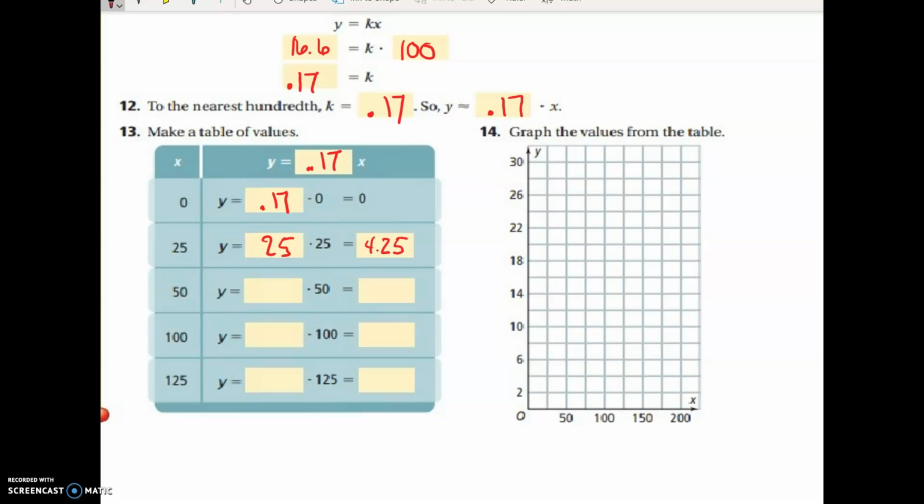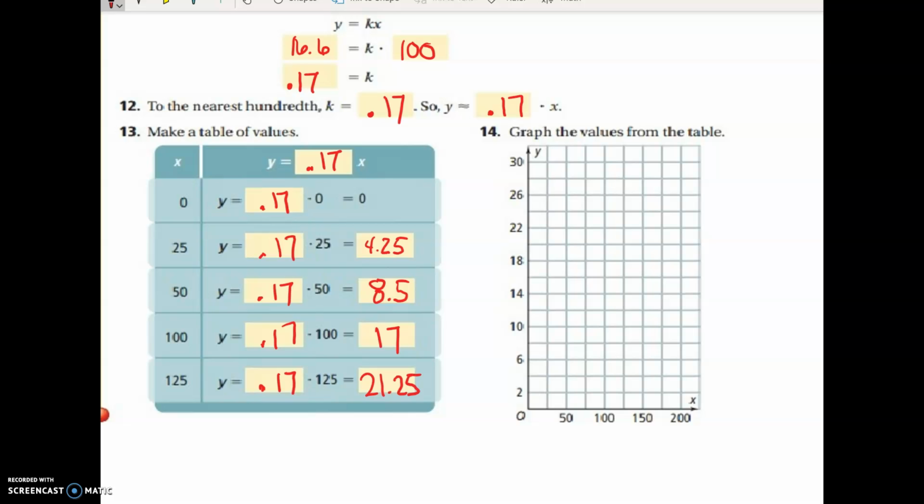And we just continue along, plugging in 50. Sorry, I meant to put 0.17 there. I'm thinking ahead. Let's try that again. So that should be 0.17, pretty much all the way down, and multiply our constant by each of those values. So we should get here 8.5, then 17, then 21.25, and so on and so on.